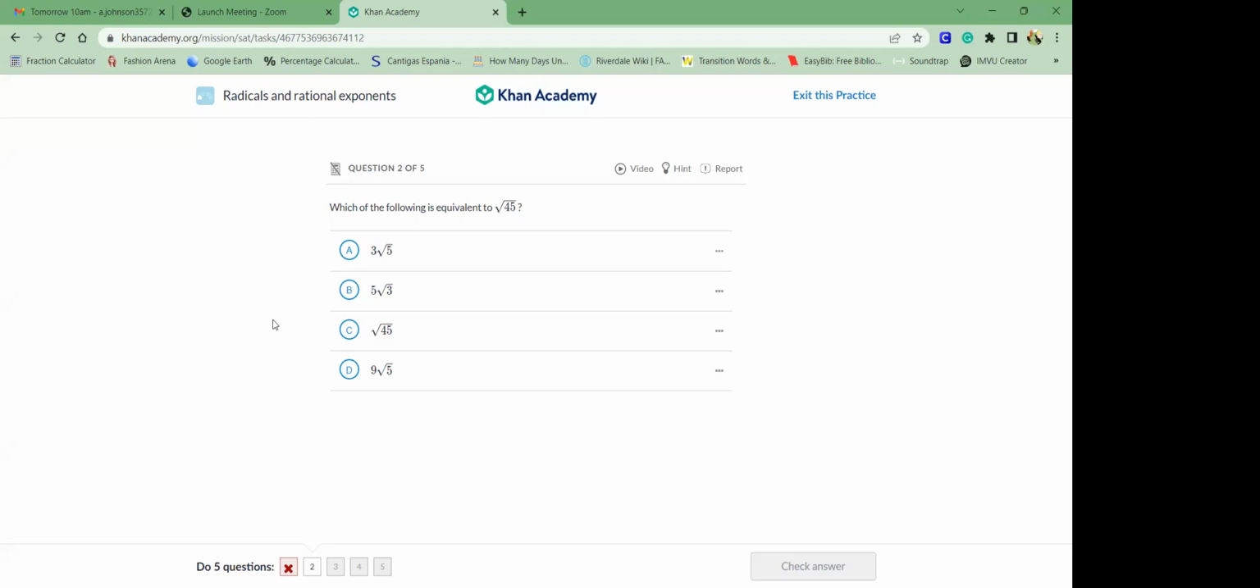All right, so the idea on this question is to ask yourself, what's the biggest perfect square? You know what a perfect square is, right? One squared, two squared, three squared, four squared, five squared, six squared, and so on. These are your perfect squares. What's the biggest perfect square that goes into 45?